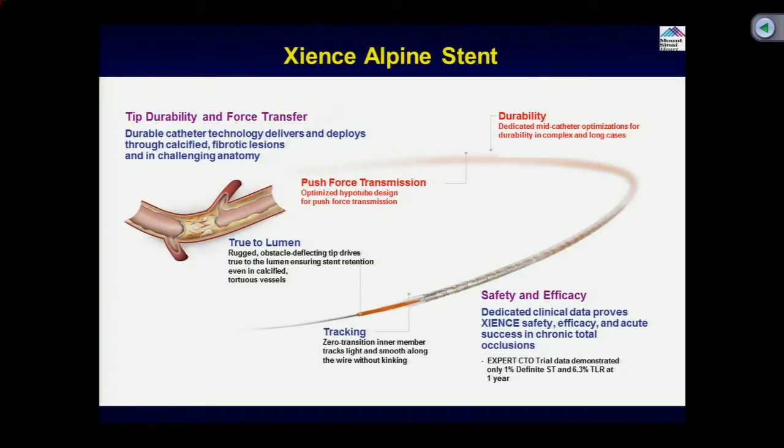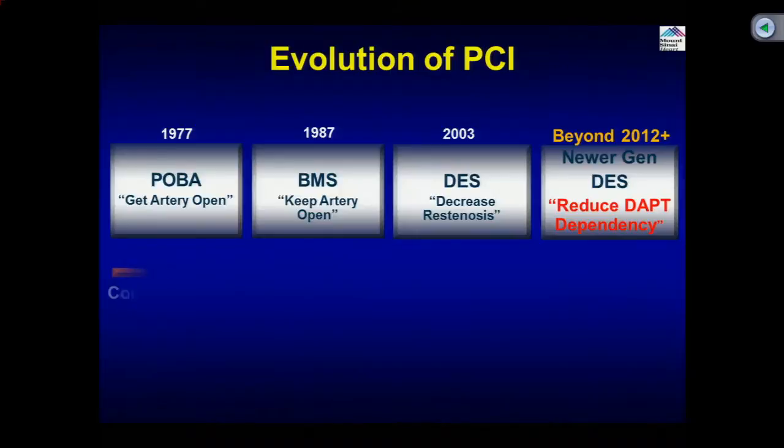And Alpine, particularly, is a stent which is approved for CTO. The difference between Alpine and the earlier Xience Expedition is the distal tip. It's better trackable, and the hypotube is more pushable. So basically, delivery in calcific total occlusions is the addition of the Xience Alpine.